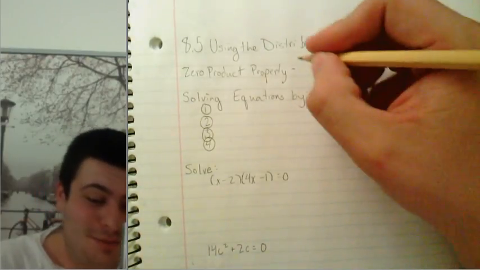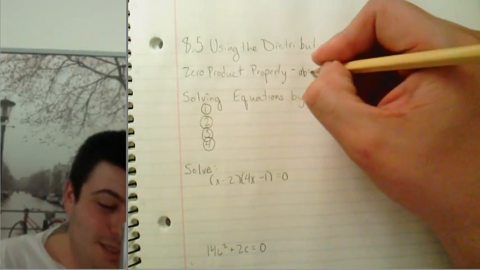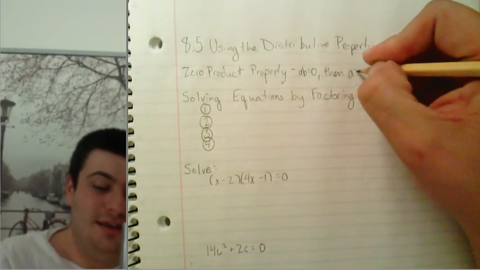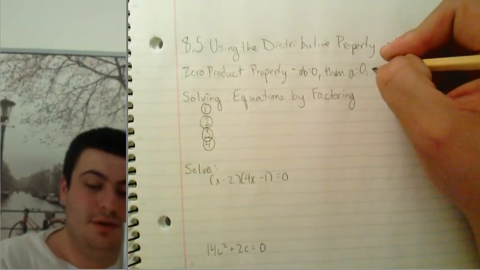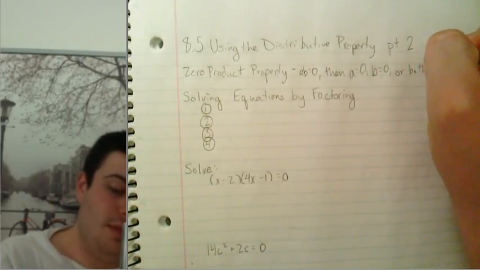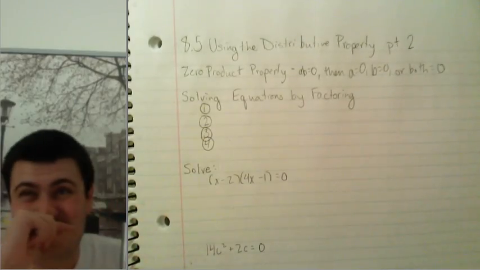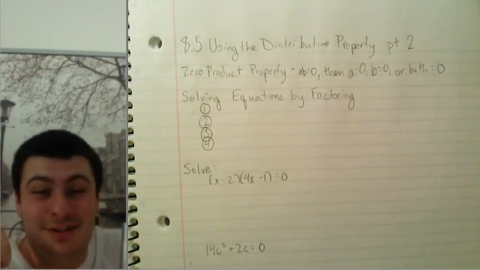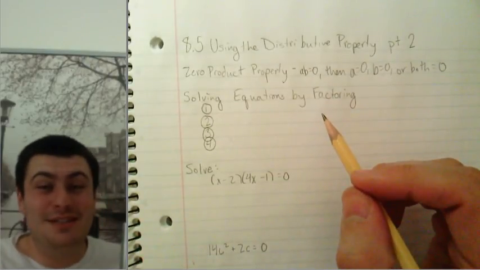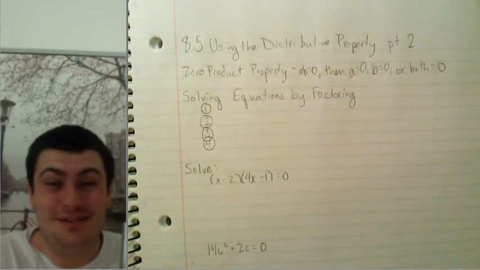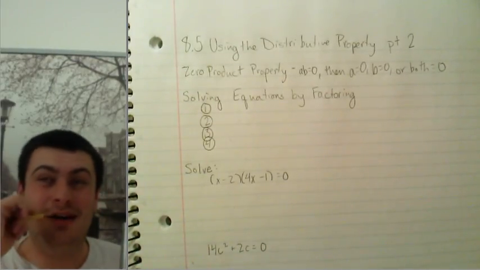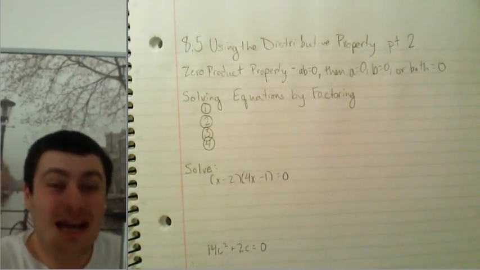The zero product property says that if A times B equals 0, then either A equals 0, B equals 0, or both equal 0. So remember, anything times 0 is 0, that's essentially what this is saying. If A times B equals 0, then one or both of them have to be 0. So we're going to use that in a bit to think about how we are going to factor and then solve.